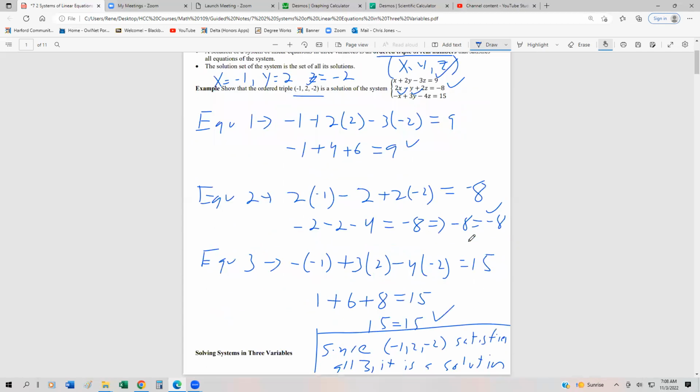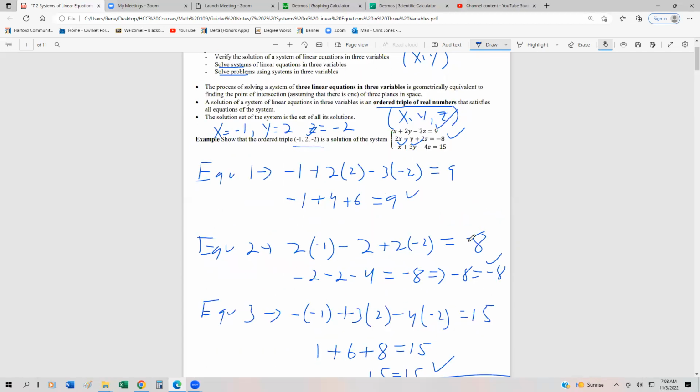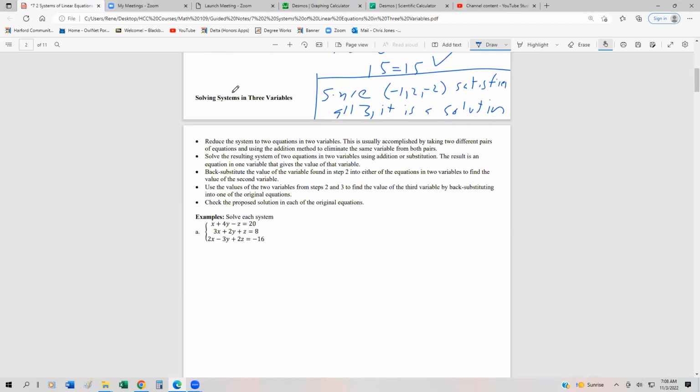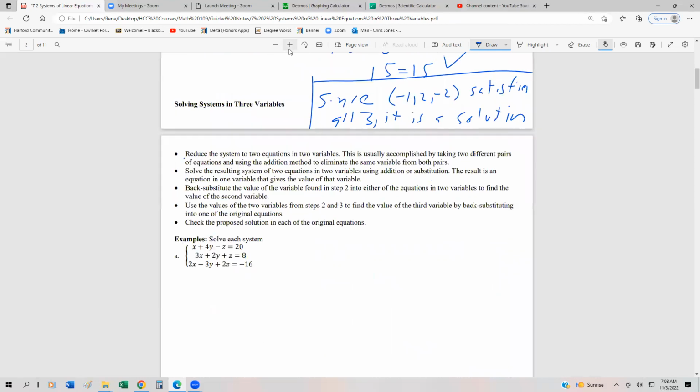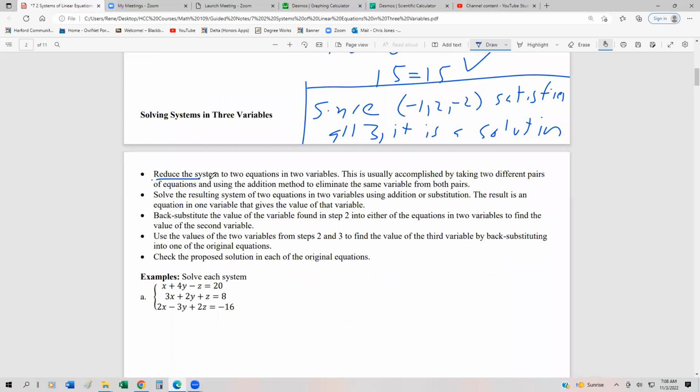Now we're going to take a look at the process of solving this system. That's going to be a pretty rigorous process. When we solve the equations, we're going to try to reduce the system to two equations in two variables. That's the trick. We're going to use the elimination method on two of the three equations.